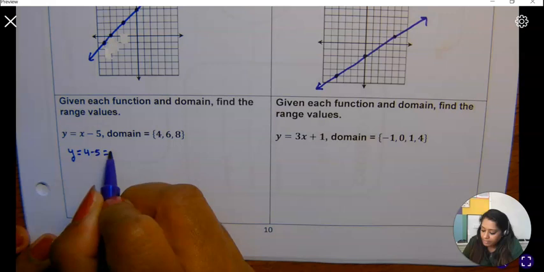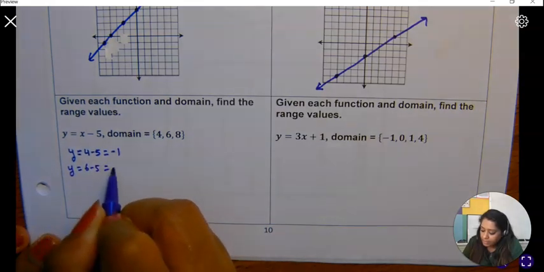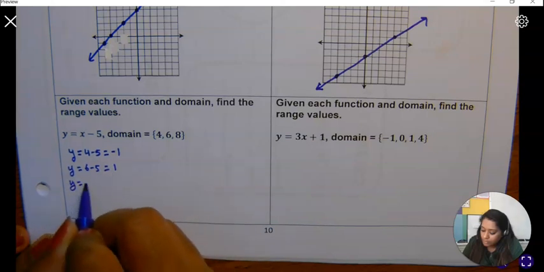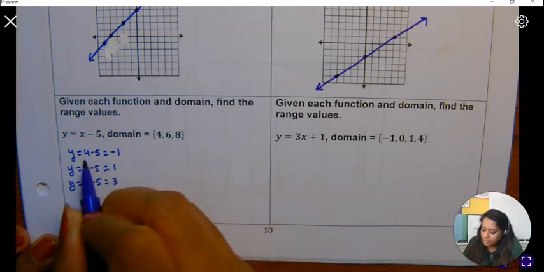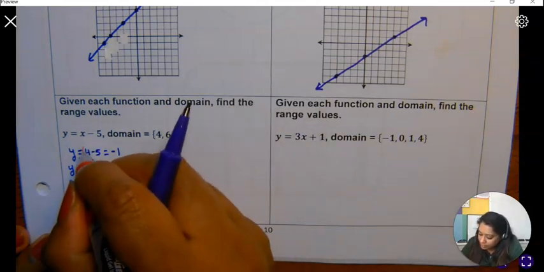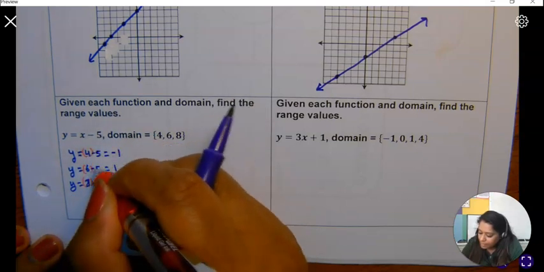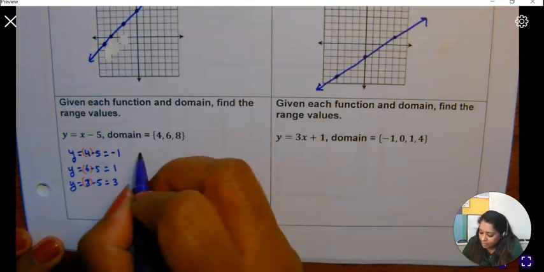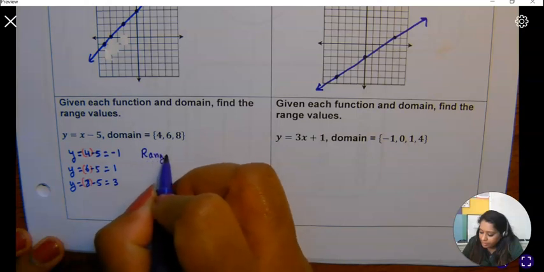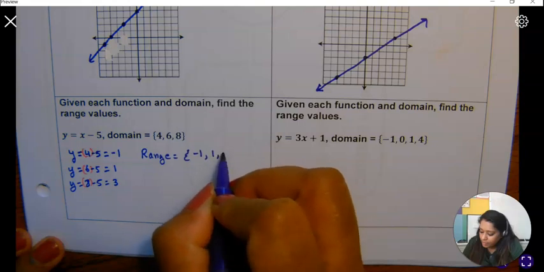So 4 minus 5 is -1, 6 minus 5 is +1, 8 minus 5 is +3. I just plugged in each of these values for x here. So x minus 5, so 4 minus 5, 6 minus 5, and 8 minus 5, because my x keeps changing. And then my range would end up being -1, 1, and 3.